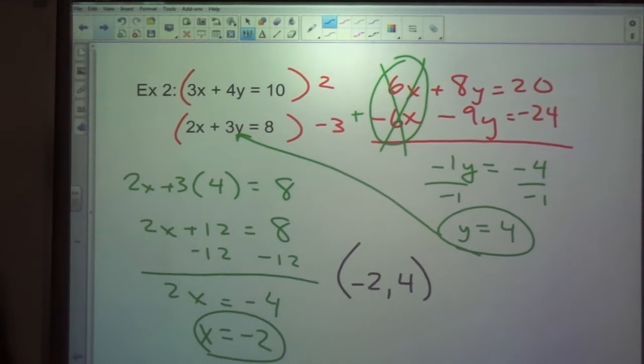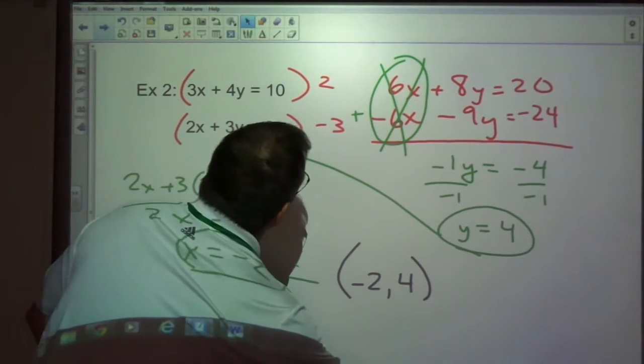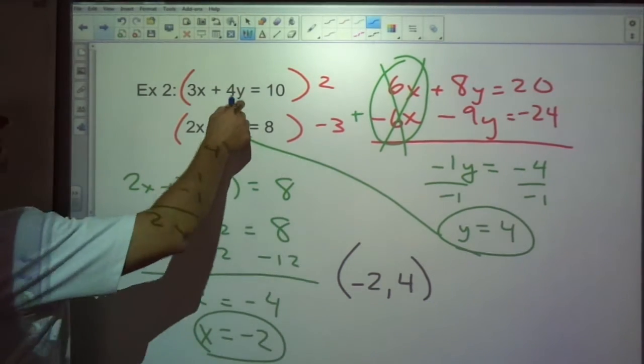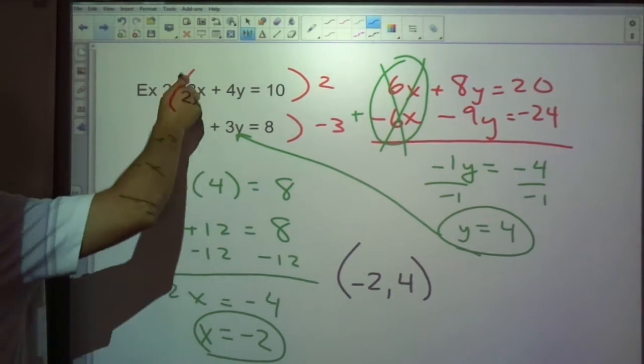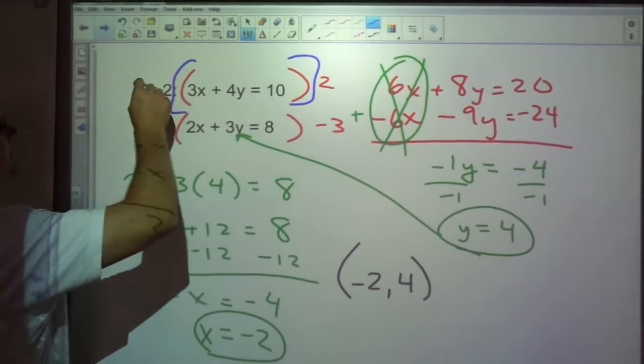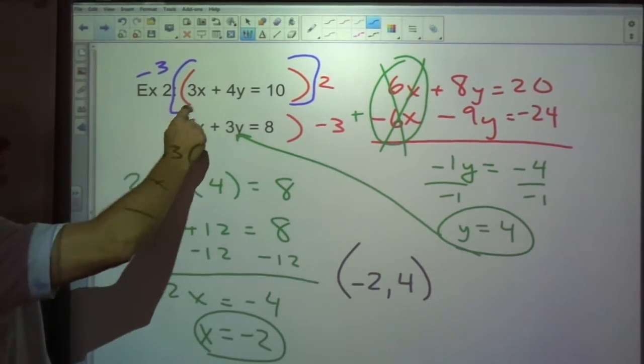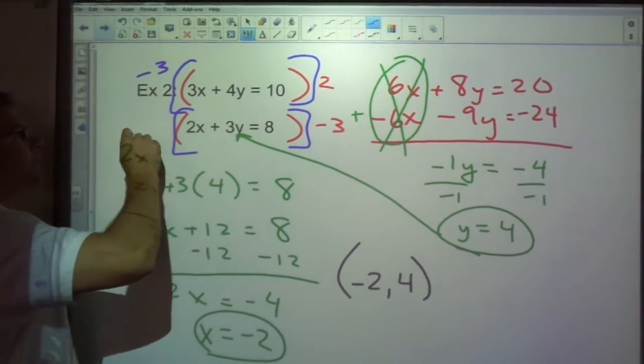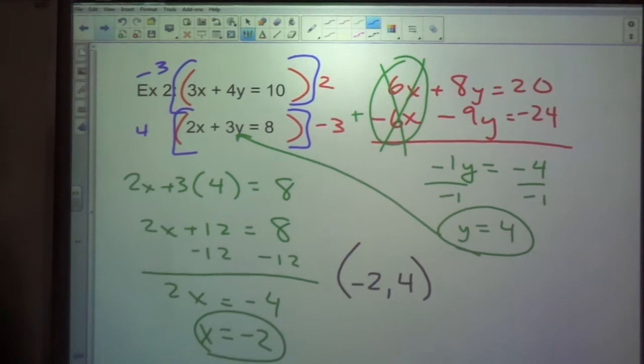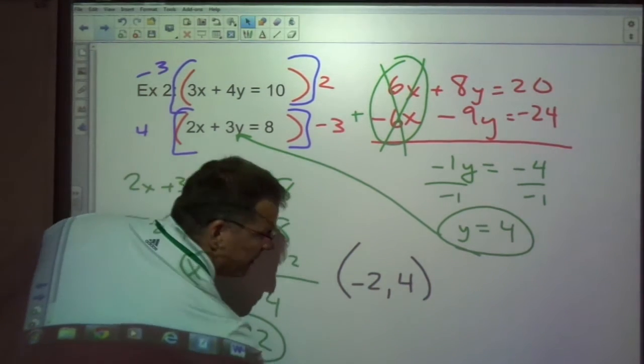Okay? So this is one where I had to multiply the equations by different things. I could have also chosen, if I wanted to, I could have said, let's make the y's match up. Let's multiply this equation by, let's say, negative 3 to make that negative 12, and this one by positive 4 to make it positive 12. That would have also worked. There's lots of choices in this, as long as you make one of the variables match up.